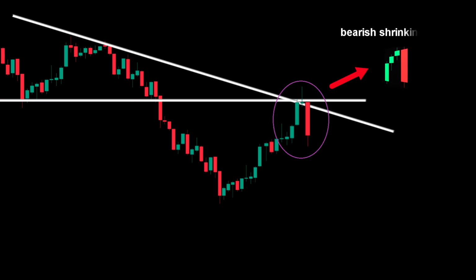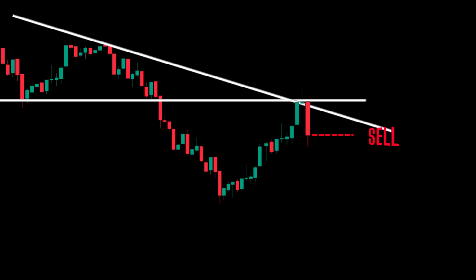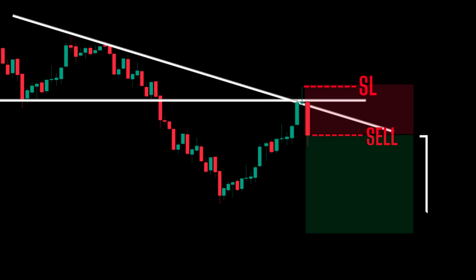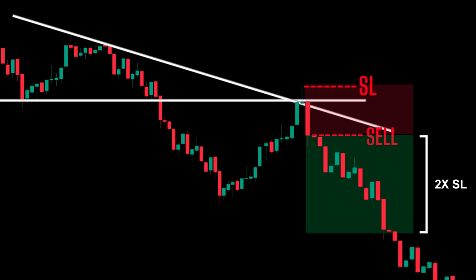This is the characteristic of a shrinking candle pattern, which strengthens our expectation that the price will reverse downward from this level. This setup provides a good opportunity to enter short, then you can place a stop loss above the high of the previous candle and set a take profit at twice the size of the stop loss. As you can see, the price moved down and reached our profit target shortly after entry.